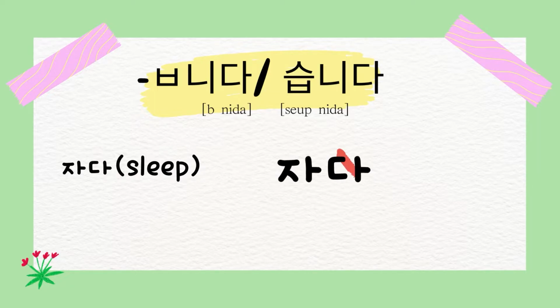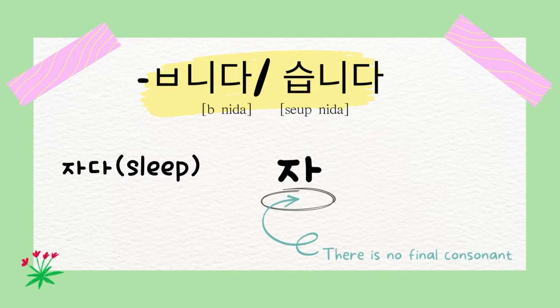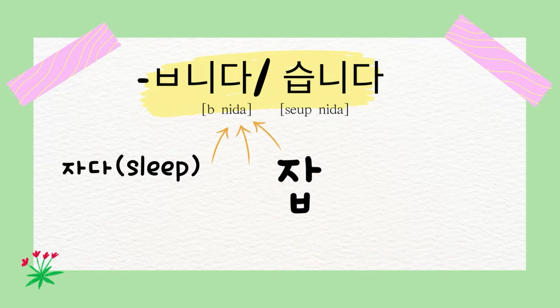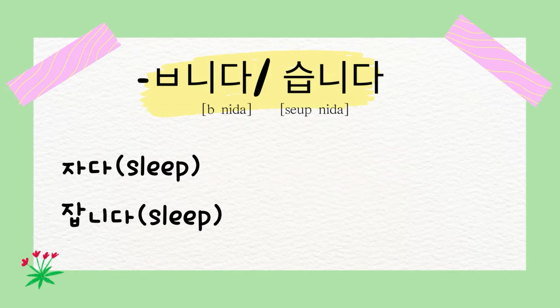For example, 자다. You need to remove 다 first, and then as you can see, 자 does not have any final consonant. Then you can apply ㅂ니다. So, 잡니다. Sleep. When you'd like to say someone is sleeping now, for speaking, you can say 잡니다.